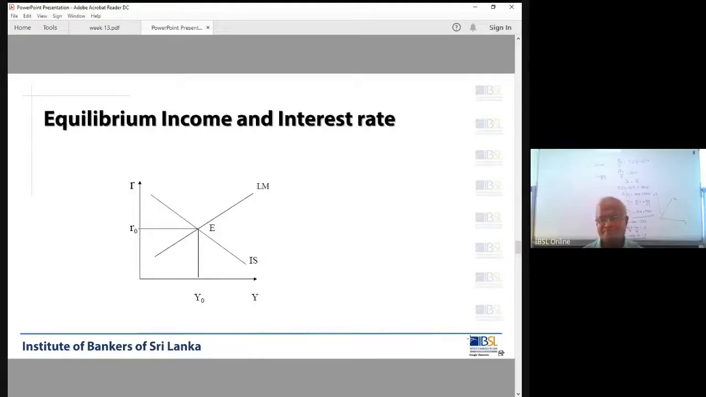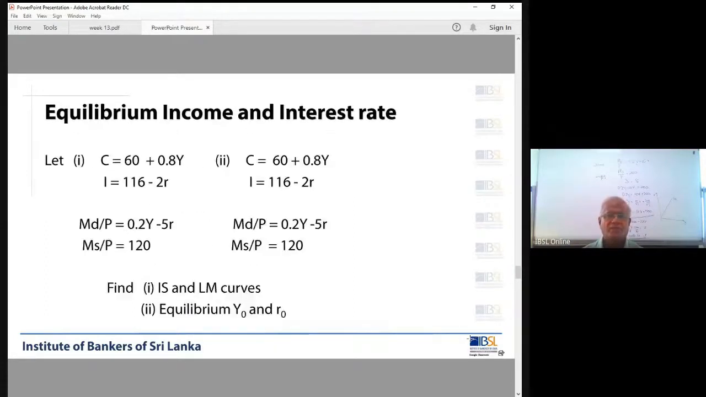Very nice model, very interesting model. It summarizes everything, all the goods and the monetary sector, so the equilibrium GDP and equilibrium interest rate can be calculated. Equilibrium income and interest rate, right? That is that one.